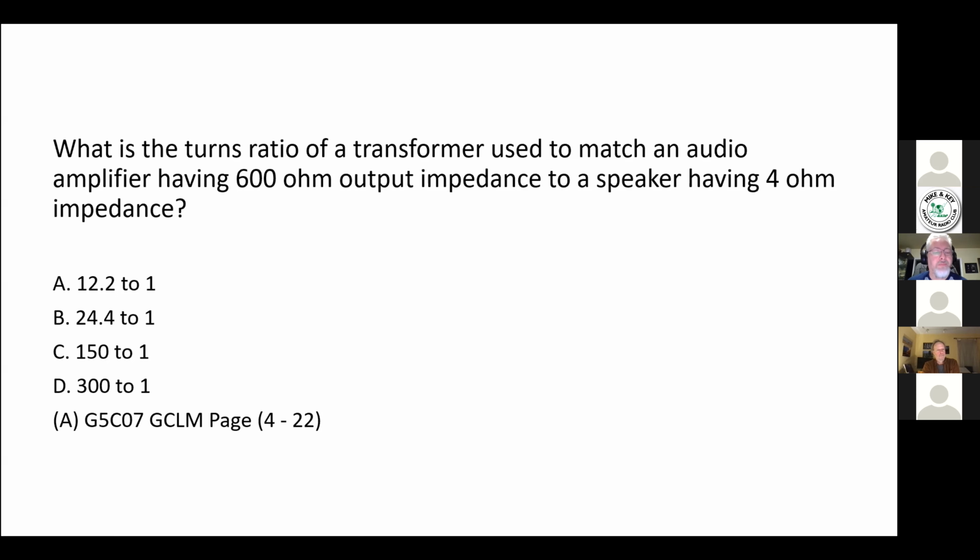12.2. 600 divided by 4, then take the square root of that. 600 divided by 4 is 150, and the square root of that's just a little over 12. We're not doing voltages here. We're doing ohms, resistance. So watch that one. And there's only one question like this. It's kind of tricky.